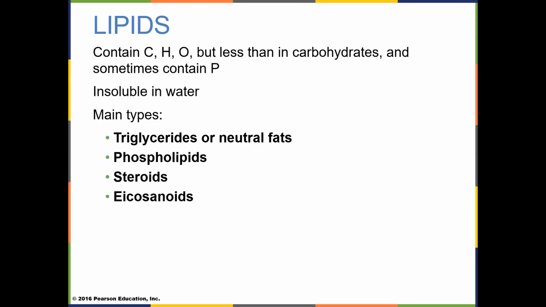Then we have a 4th category called the icosanoids. These are fats that are found locally that have roles to play, usually in anti-inflammatory processes to fight inflammation in our bodies.